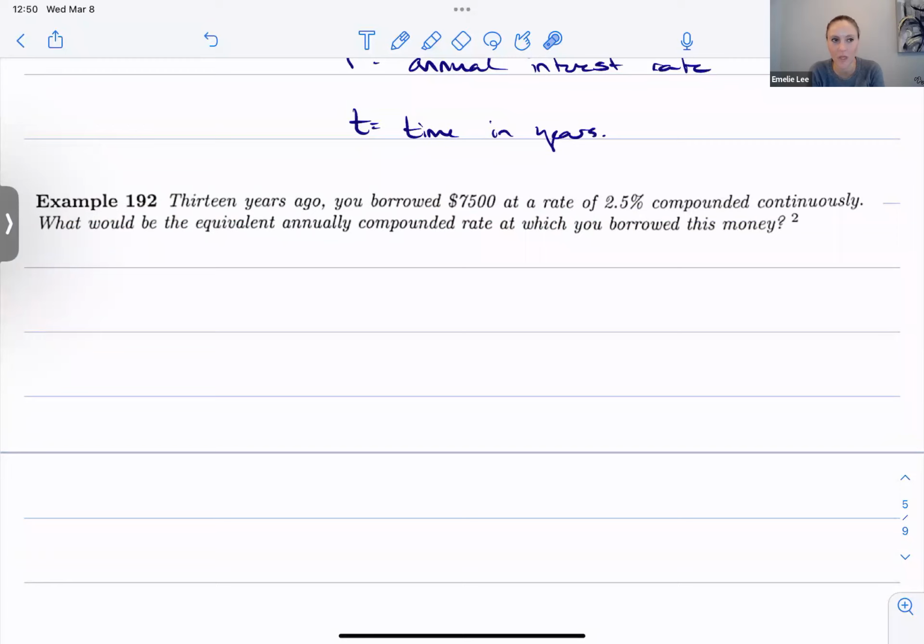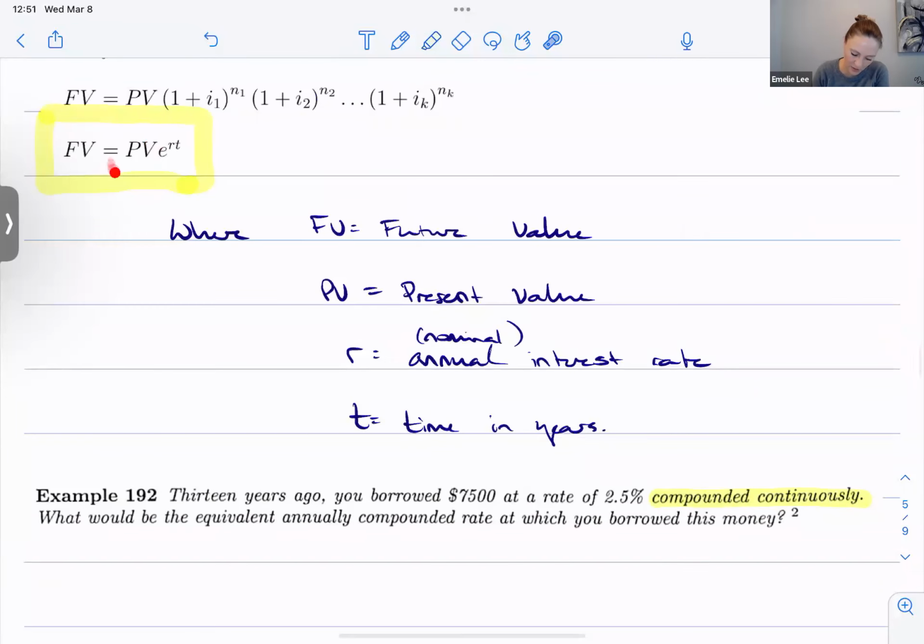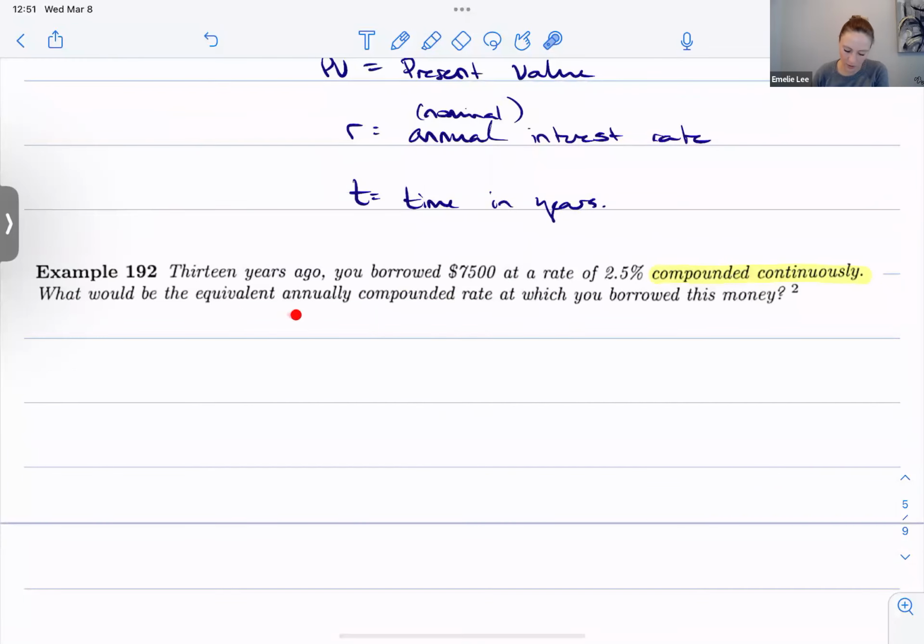13 years ago, you borrowed $7,500 at a rate of 2.5% compounded continuously. Okay, compounded continuously. And it'll say that, so that's when you know that's when I need to use this formula here. What would be the equivalent annually compounded rate at which you borrowed this money?